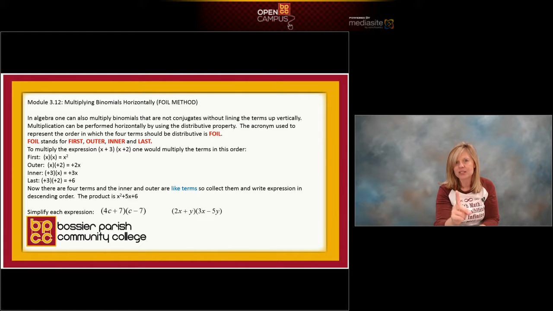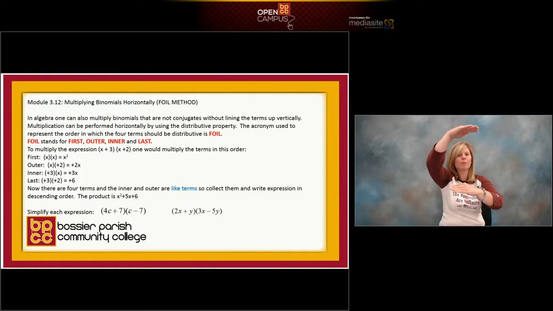And 99% of the time, a binomial times a binomial will always produce a trinomial. And that's what x squared plus 5x plus 6 is, a trinomial. Once you get the hang of FOIL, you'll never want to multiply binomials vertically again. You'll want to always do it in your head.